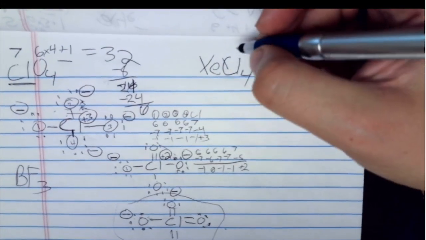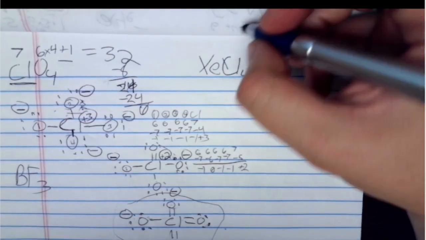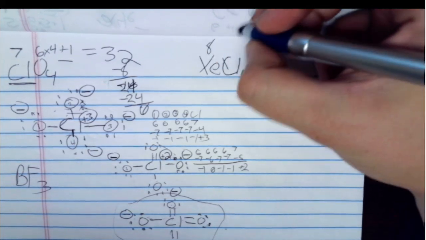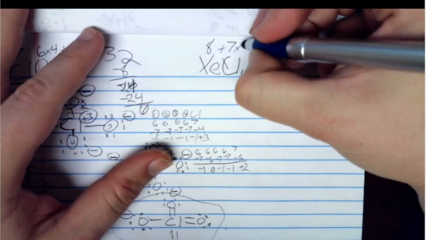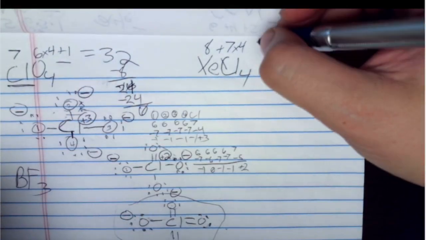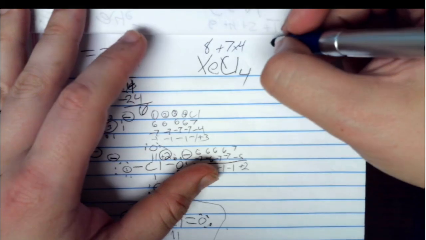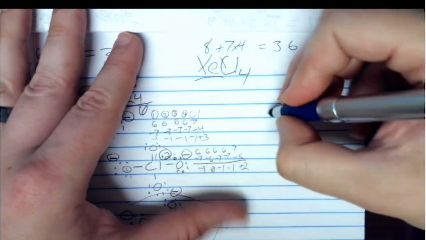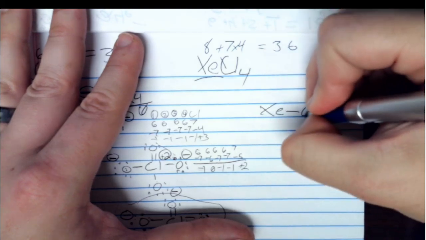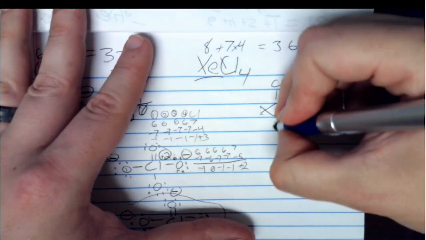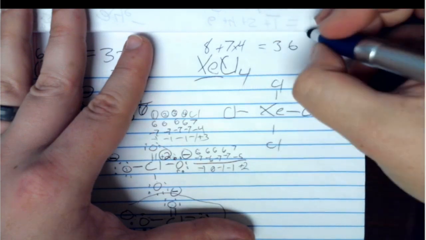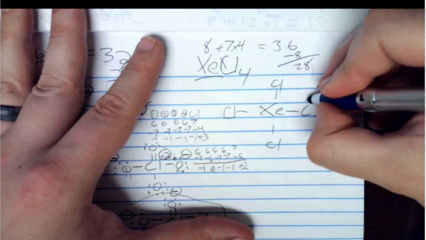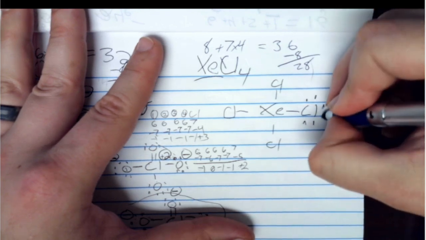What about this? Xenon. Oh my God, xenon. Well, xenon is a noble gas, so that is group 8. 7 times 4 is 28. 28 plus 8 is 36. Put xenon in the center. Chlorine, chlorine, chlorine, chlorine. We used up 8. 28. I'm going to put 6 on each chlorine. That's 24.